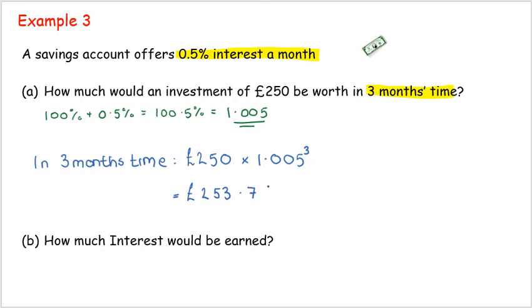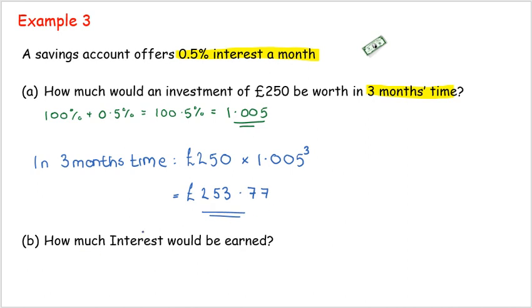and 77. So this time I'm rounding to 2 decimal places because I'm dealing in money. So 77. Okay, so this is what I would end up with after 3 months.